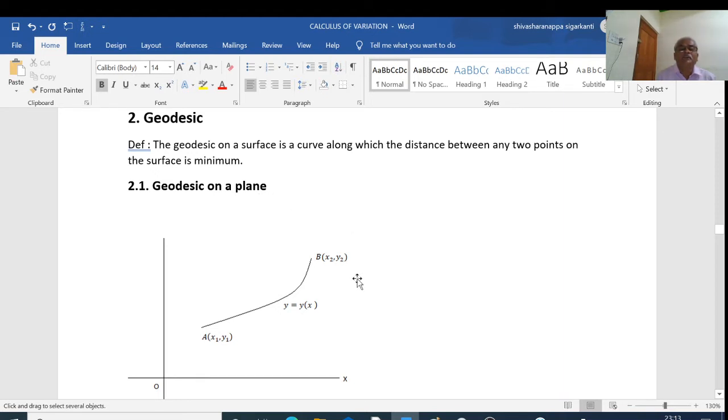It is very clear that on a plane, if A and B are any 2 points, then the distance between these 2 points is only along the straight line. That straight line is the geodesic on the plane. We find this straight line by mathematical way. Here, this is a plane, A is a point (x1, y1), B is a point (x2, y2), and y equal to y of x is the curve joining these 2 points. We show that this curve is nothing but a straight line.